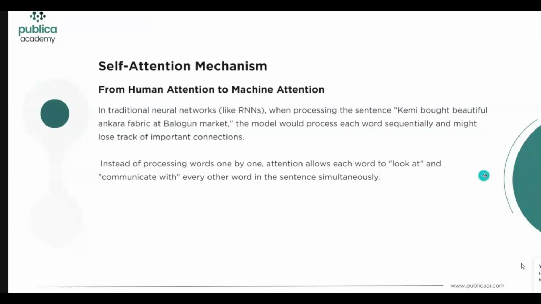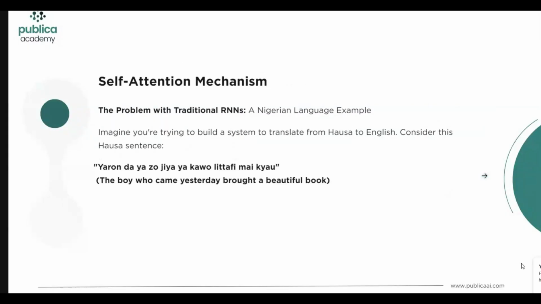Okay. So we move. Self-attention mechanism. The problem with traditional RNN in Nigerian languages, for example: imagine you are trying to build a system to translate Hausa to English. Consider the sentence, "I don't understand Hausa, please." Who understands Hausa? Read it out loud.